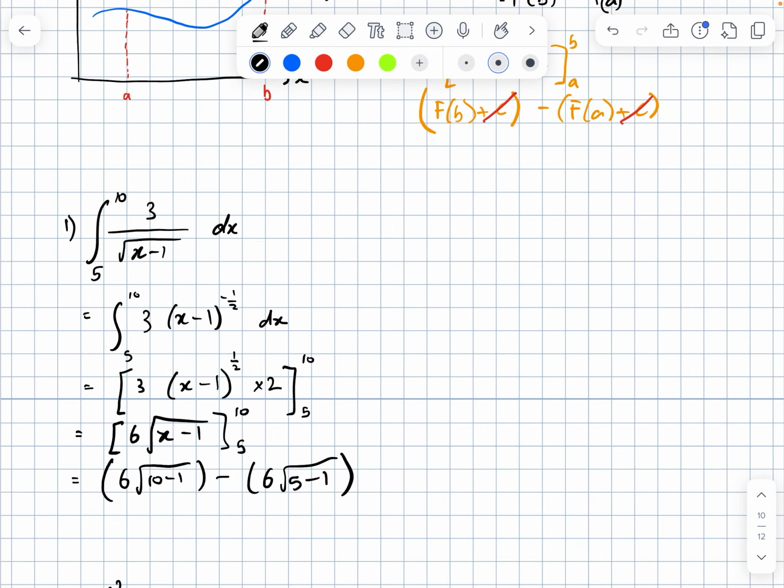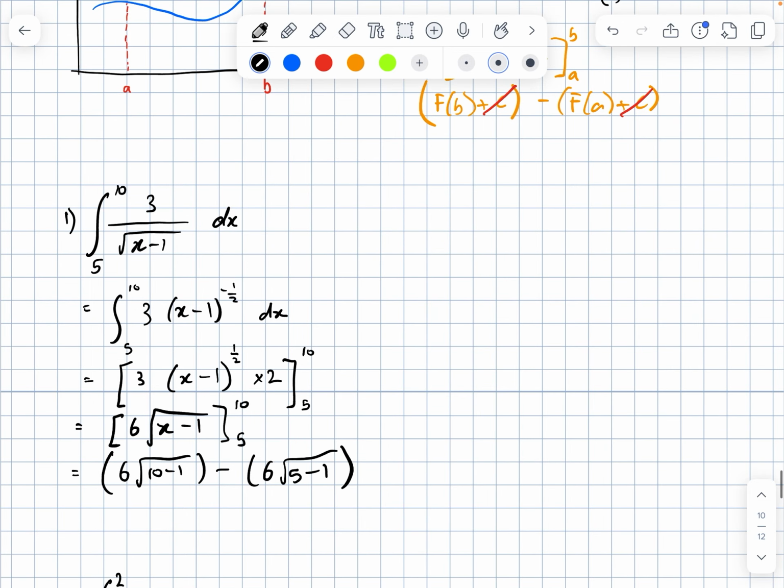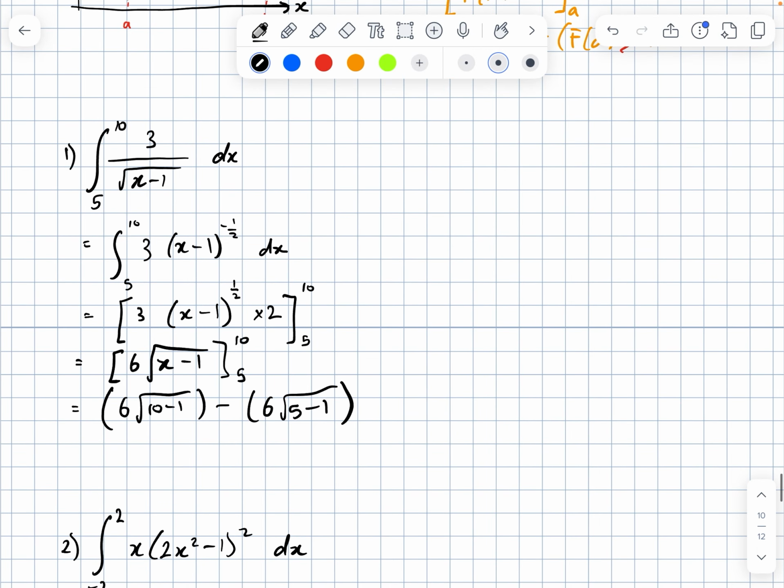I always find it's a good idea to put these in brackets, even if it's just, like in this case, just one thing, just in case of any negative signs. That gives me 6 times 10 minus 1 is 9, and the square root of 9 is 3, minus 6 times 5 minus 1 is 4, and the square root of 4 is 2, equals 18 minus 12, which is 6.